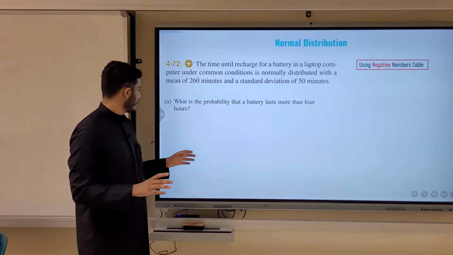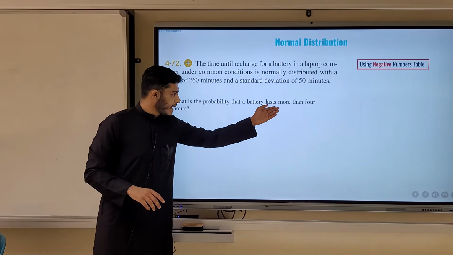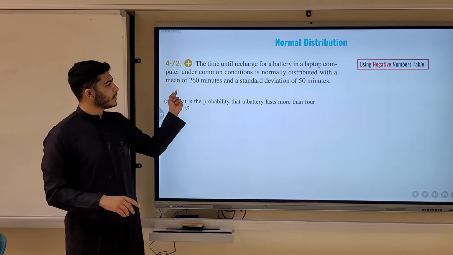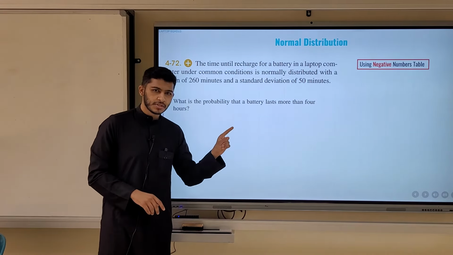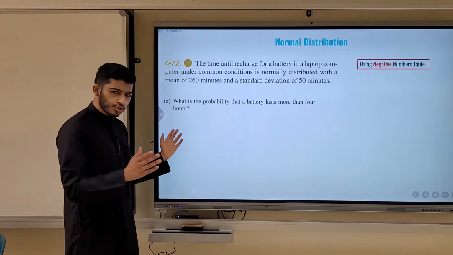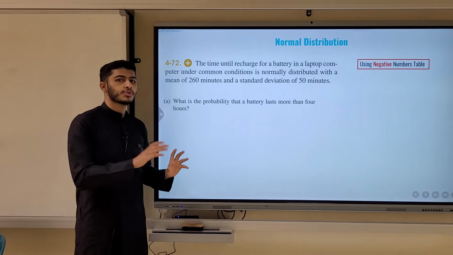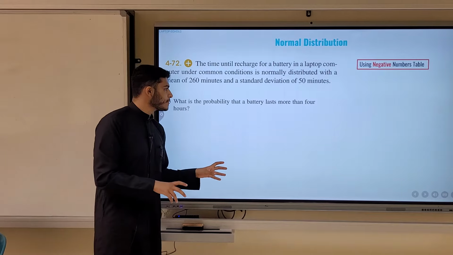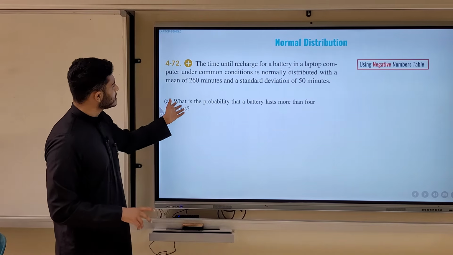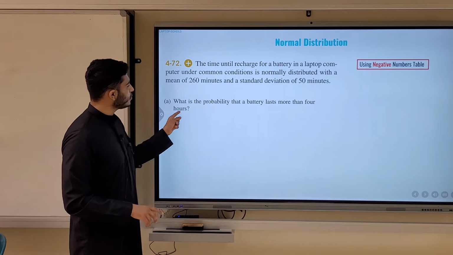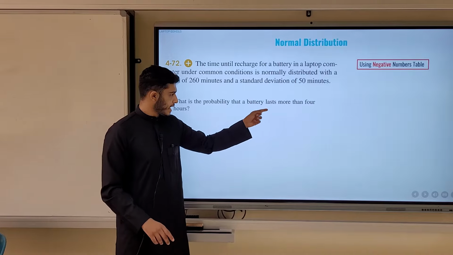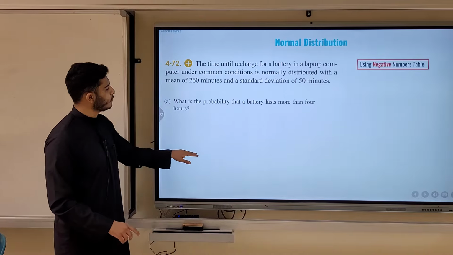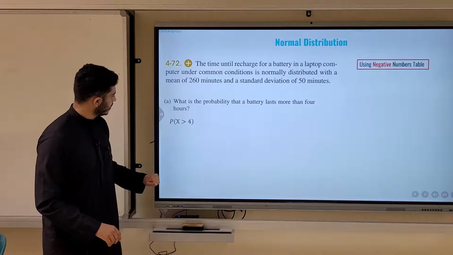As we can see here it asks about the battery lasting more than 4 hours, but here we have the mean and standard deviation in minutes. So you either change everything to minutes or everything to hours. I chose to change everything to hours. So with this, the expression that we need to solve is the probability of x greater than 4 hours. So this is the expression we're going to be solving here.